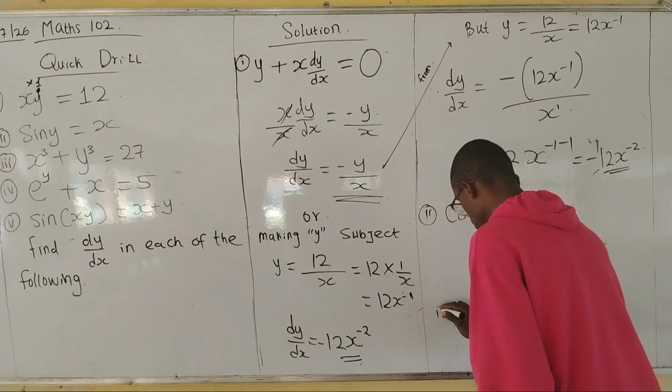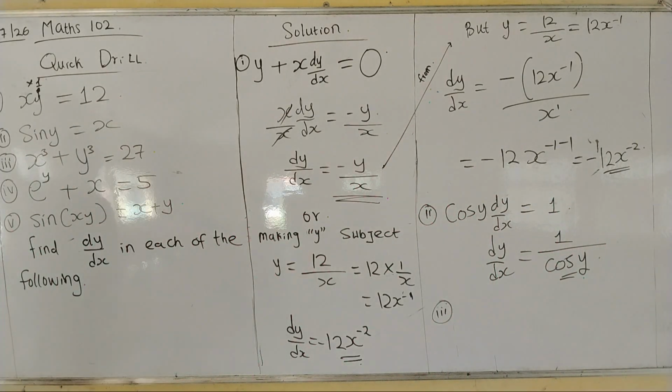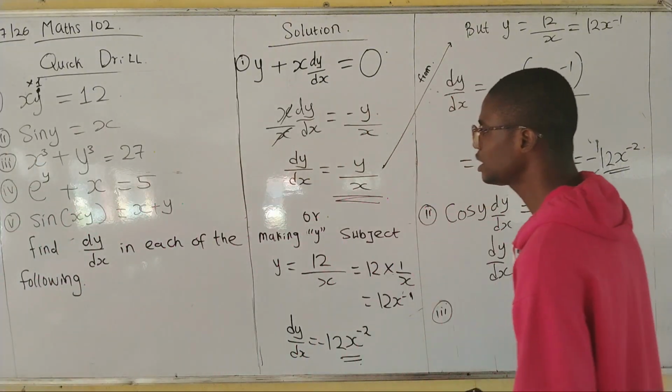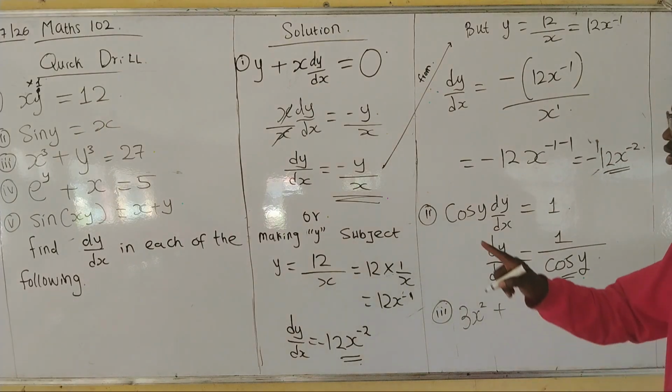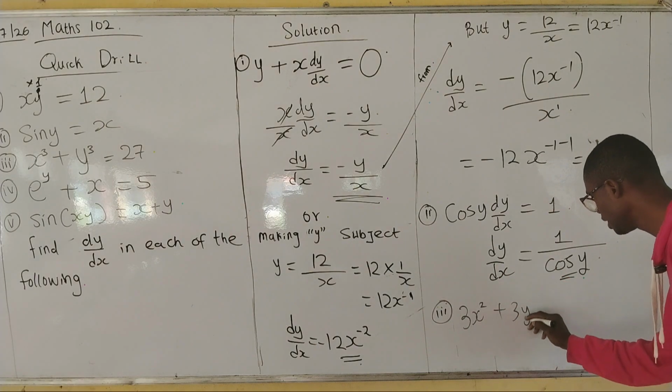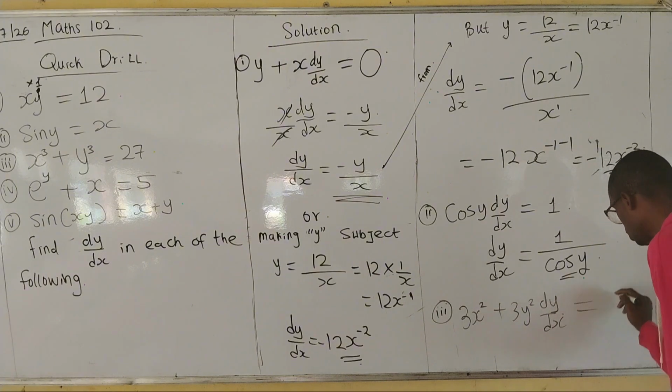You see how cheap it is now? This didn't take me up to 1 minute. Now on differentiating this, what will I have? If I differentiate x cubed, I'll have 3x squared plus, differentiating this, 3y squared. But because I touched y, I'll add dy dx equal to 0.